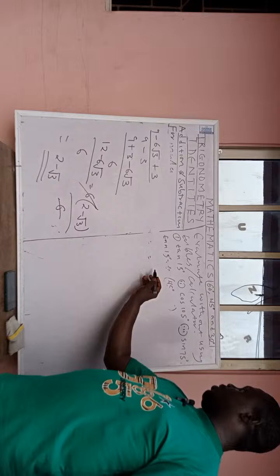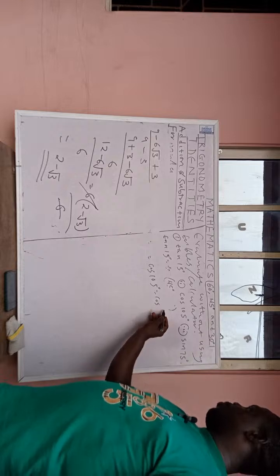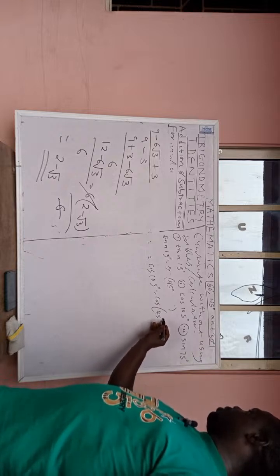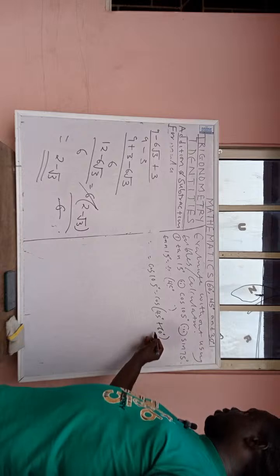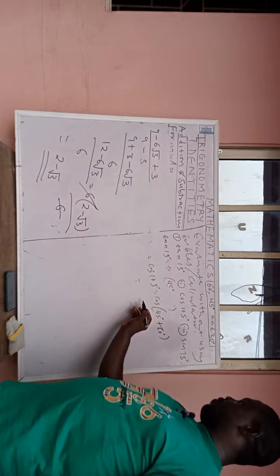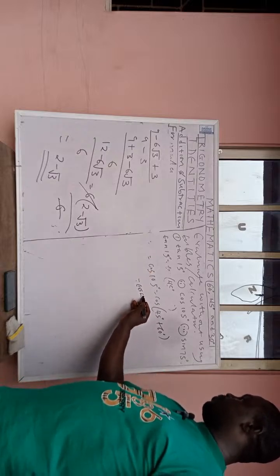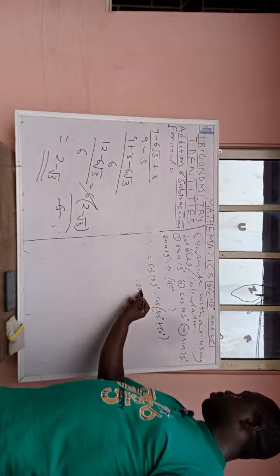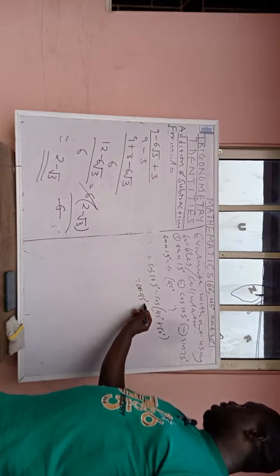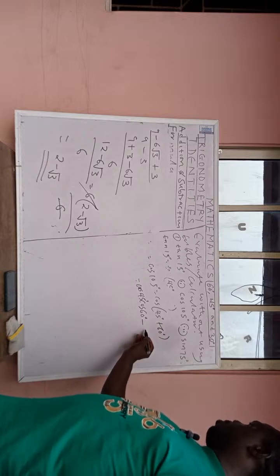If I was to do this now, what would I have done? 105, what does it mean? It means cos of 45 plus 60. Maybe I should just do it. Let me just do it. I'll give you this to do. Okay, 45. So I'll say cos 45 degree and cos 60. Since it's plus, it will be minus here.